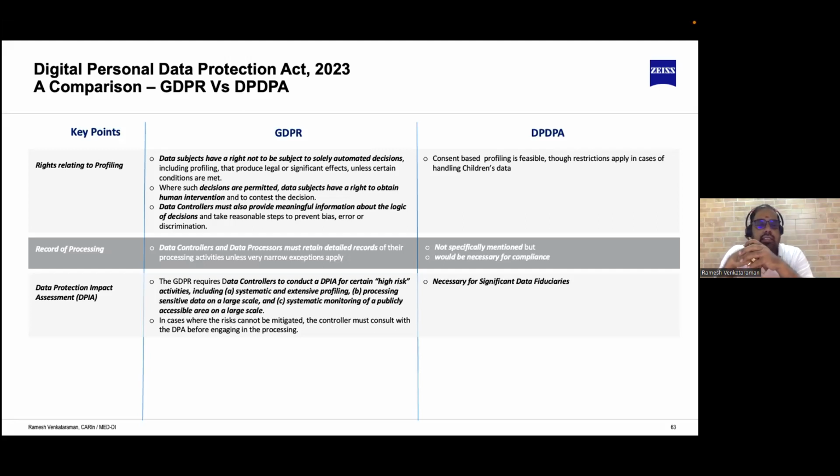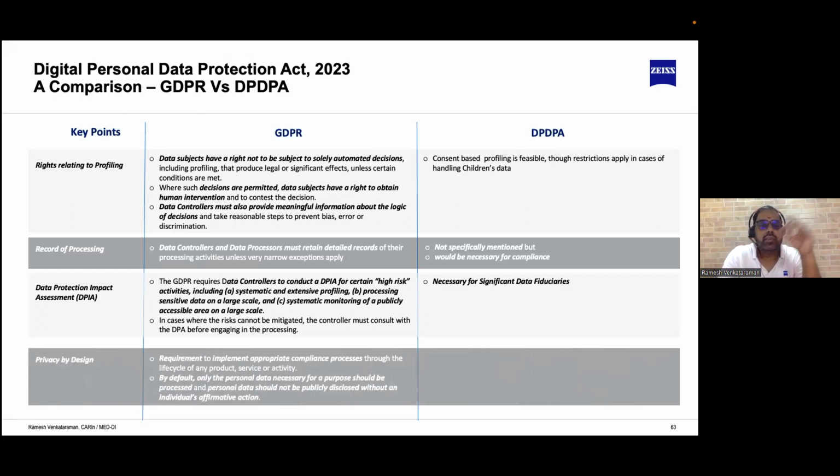Here, it is necessary for significant data fiduciaries, main important ingredient. Privacy by design has been explicitly called out in GDPR, right? A requirement to implement appropriate compliance processes. By default, only the personal data necessary for the purpose should be processed. Data minimization, and personal data should not be publicly disclosed without an individual's positive action, right? You cannot assume. That's what GDPR talked about.